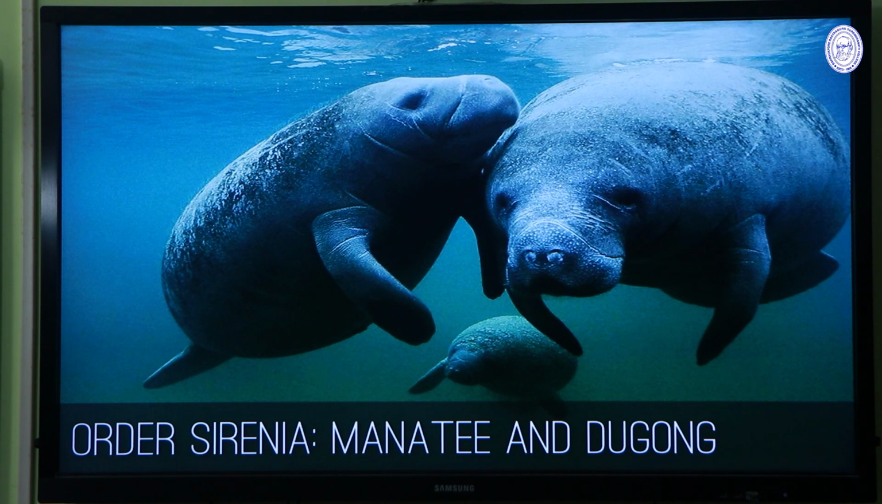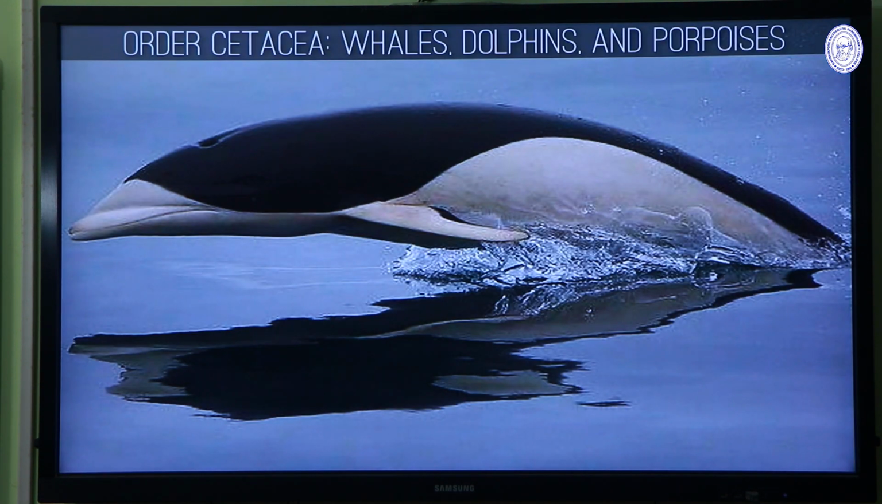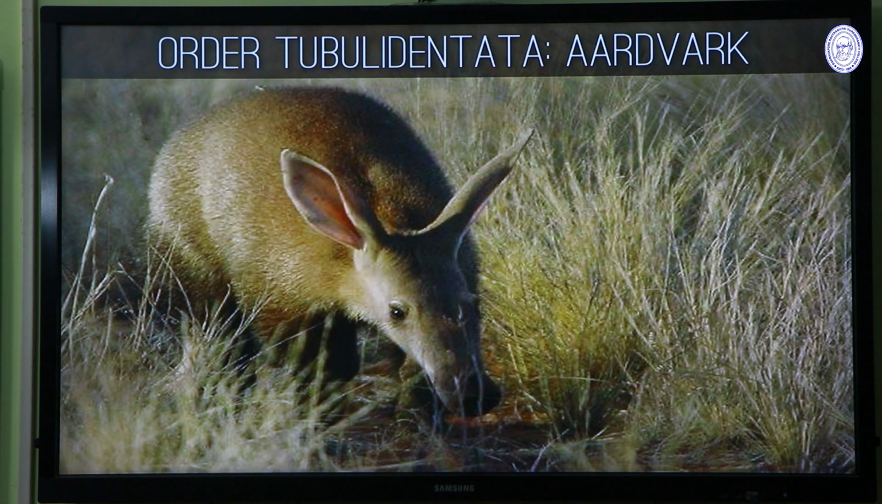So, mammals also flourished in the ocean, in the water. Order Sirenia: the manatee, the dugong, and sea cows are included in this order. Order Cetacea: all kinds of whales, dolphins, and porpoises roam in the ocean; they are the kings of the ocean. Mammals have also covered the land. They are huge, they are everywhere, they are abundant.